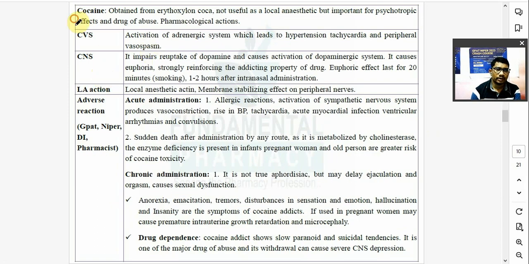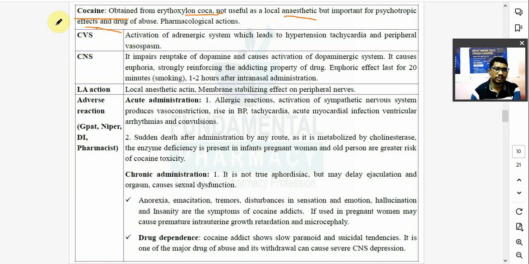Cocaine is the first drug. It is obtained from Erythroxylum coca. It is not useful as a local anesthetic, but it is important for the psychotropic effect of the drug. And this cocaine is mostly used as a drug of abuse. ये वेस्ट इंडीज में एक प्लांट होता है इरेथ्रोजाइलम कोका. वहाँ के लोग उसके जो पत्ते होते हैं, जो लीव्स होते हैं, उसको चबाते रहते हैं, उनको नशा होते रहता है. What are the pharmacological actions of cocaine?